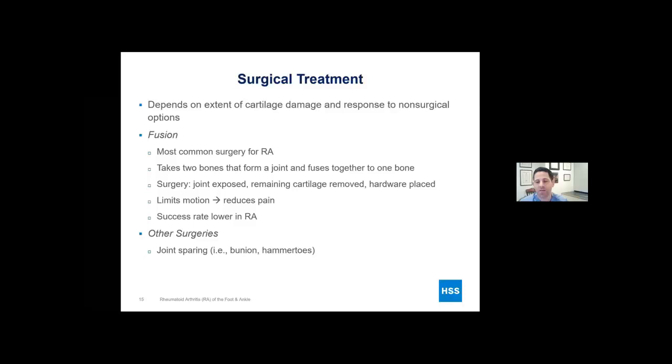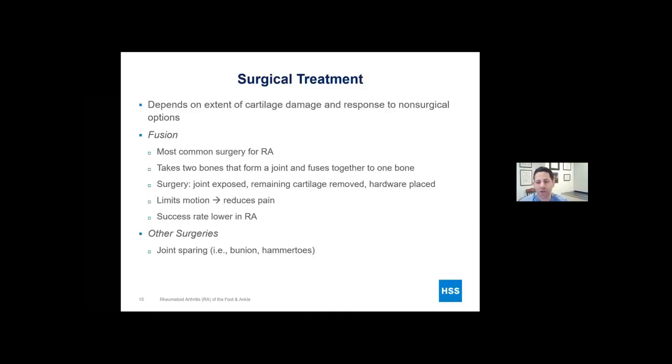Fusions. Fusion of the affected joints is the most common type of surgery performed for RA. Fusion takes the two bones that form a joint and fuses them together to make one bone. During the surgery, the joints are exposed and the remaining cartilage is removed. The two bones are then held together with screws or a combination of screws and plates, sometimes staples actually. This prevents the bones from moving.